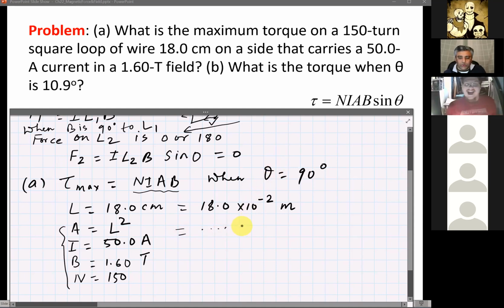And the unit of torque, remember torque is lever arm times force. So the unit of force is Newton. Lever arm is just a length, so that means it's a meter. So that means its unit is going to be Newton times meter.